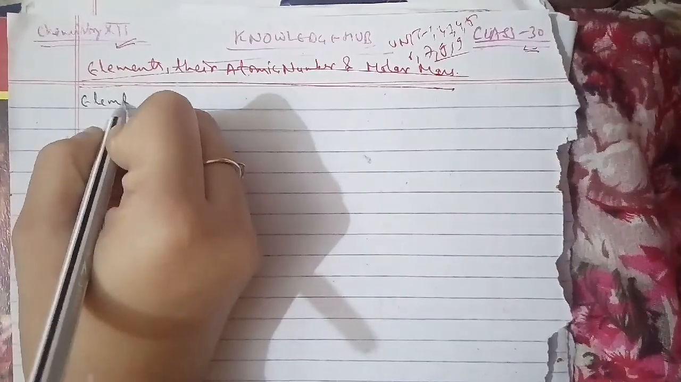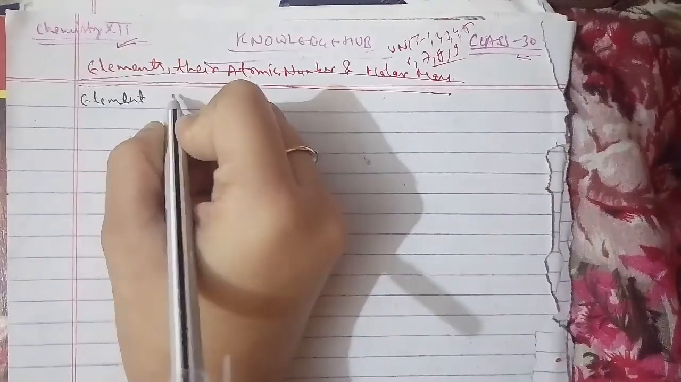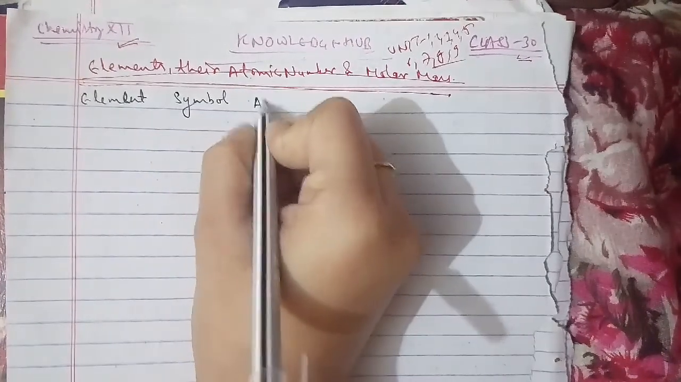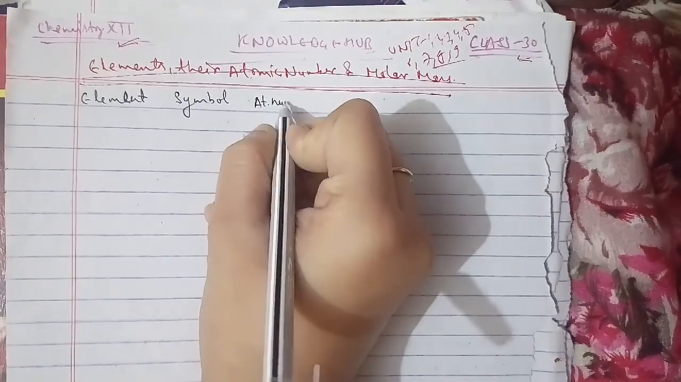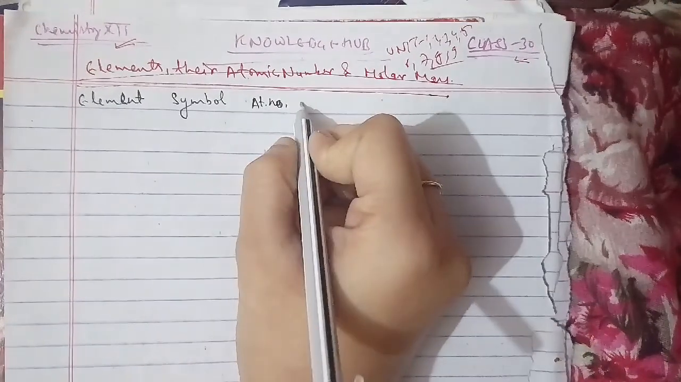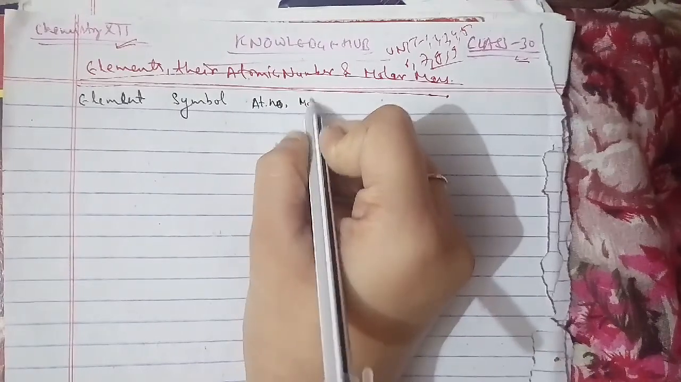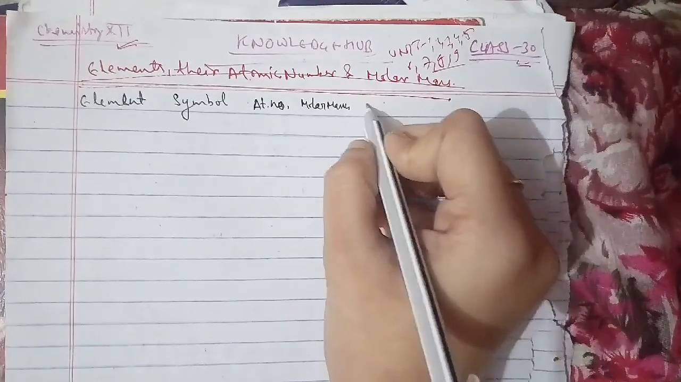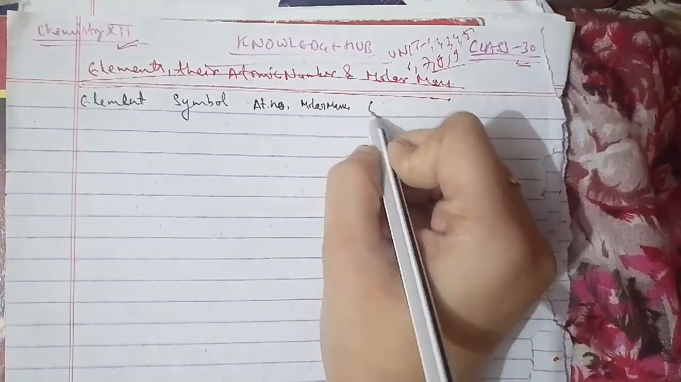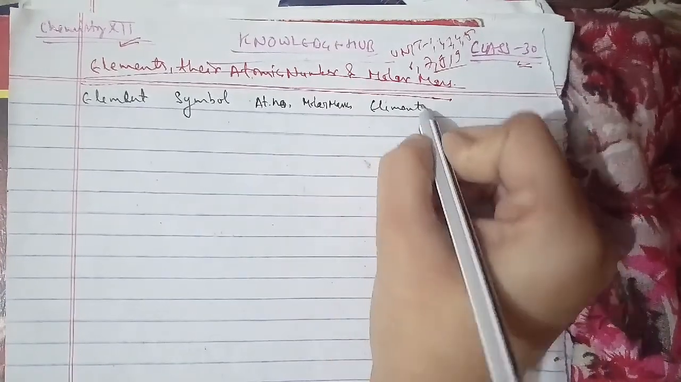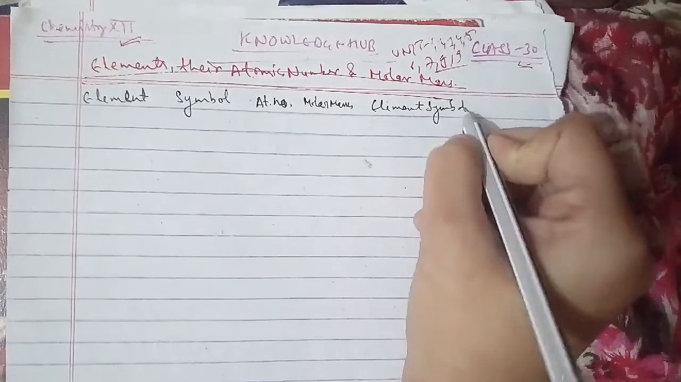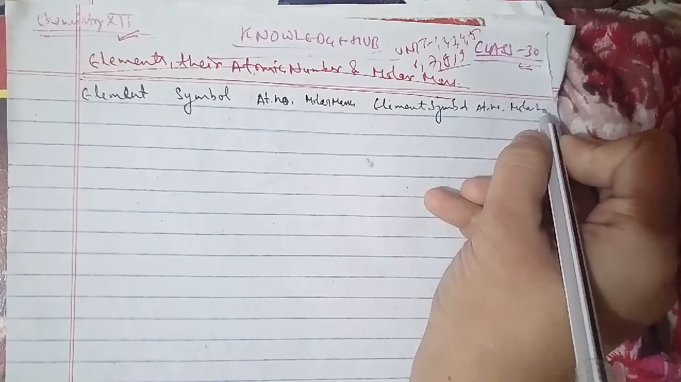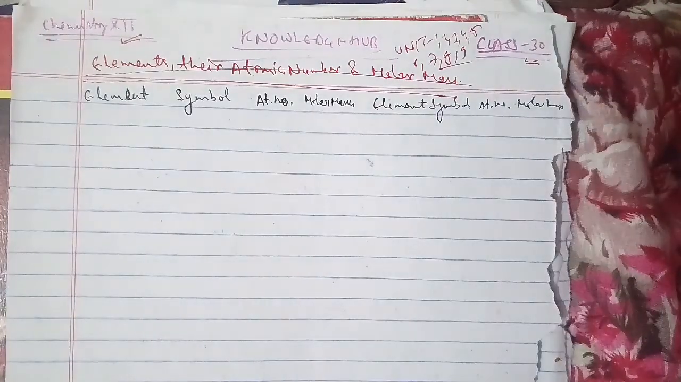Element. Then we'll discuss the symbol. We'll discuss the atomic number. Then we'll discuss the molar masses. Same for the next columns, we'll just repeat here only: elements, symbol, atomic number and molar masses. Okay, so we made a table here for the same.